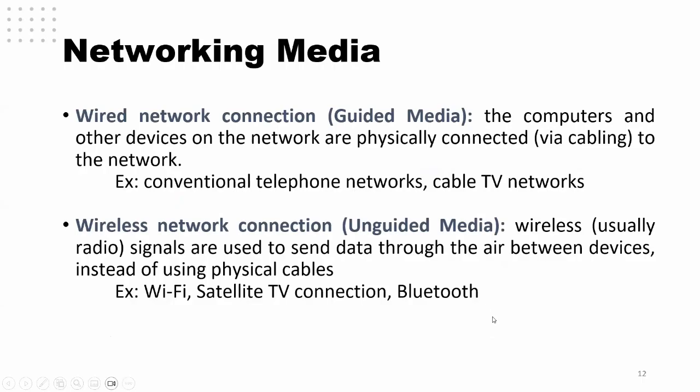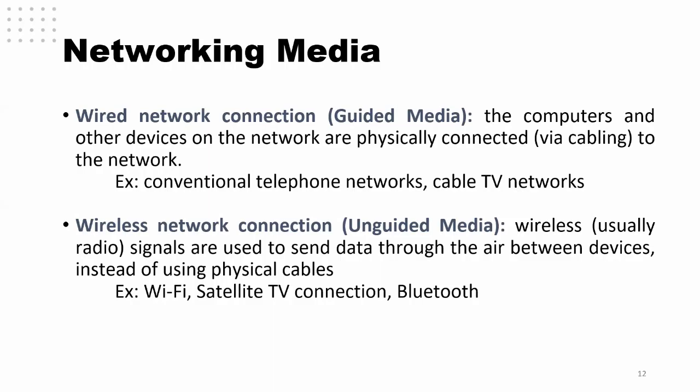And now we are going to talk about different networking media. Networking media could be categorized into two main types: wired network connections, which we call guided media, and the other one, wireless network connection, unguided media. In a wired network, as the name itself implies, the computers and the other devices on the network are physically connected via cables to the network. So we use wired connections to connect the devices in the network.